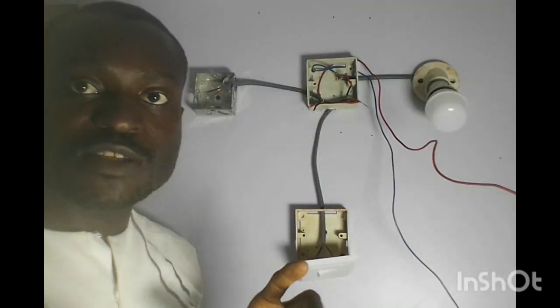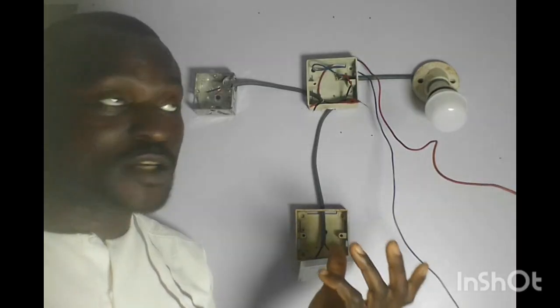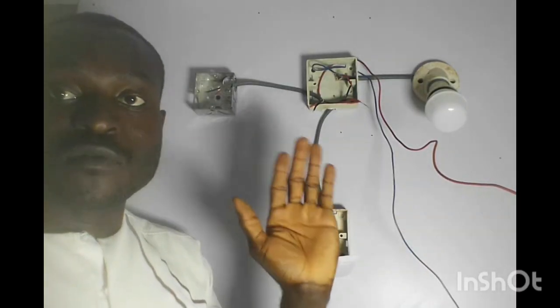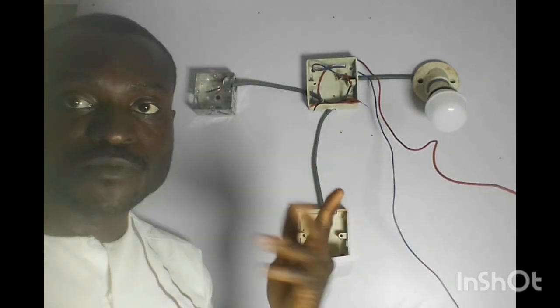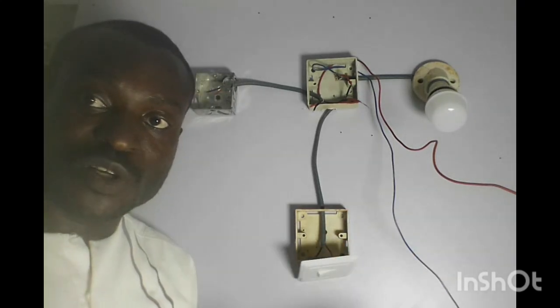So the circuit is completed. I've connected the neutral to complete the circuit. I've connected the neutral of the load to the neutral of the source. So as simple as that. That is the right way to do this connection.